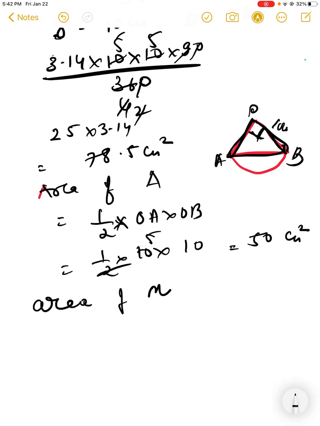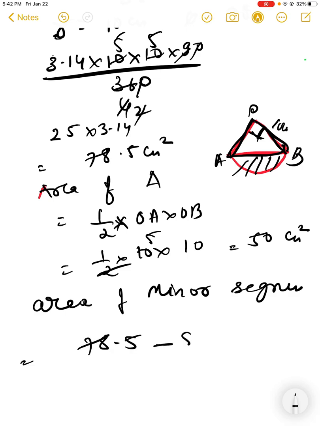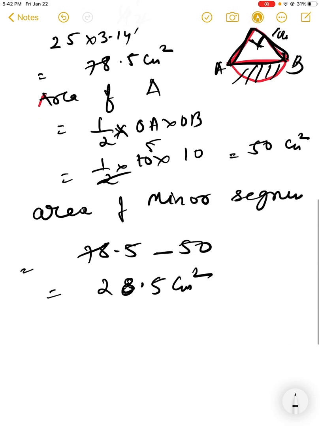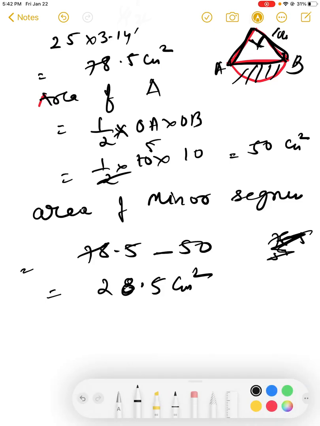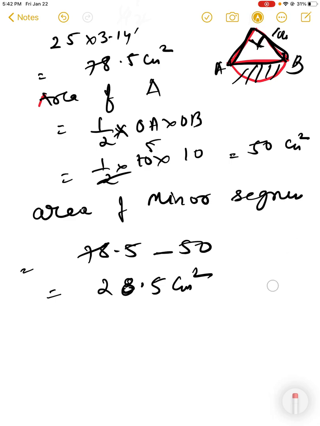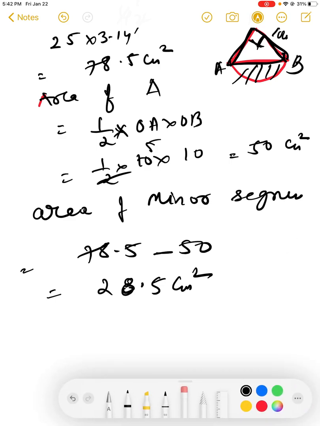So, the area of the minor segment is equal to the sector's area, which we have got as 78.5, minus 50, which is equal to 28.5 centimeter square. Okay, this is the area of the minor segment.